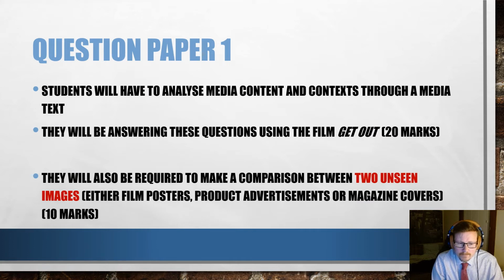So question paper 1. Students will have to analyse media content and context through a media text. This year we are studying the film Get Out by Jordan Peele. They'll be required to answer the 20 marks out of the 30 marks in question paper 1 using that film as a reference. They will also be required to make a comparison between two unseen images. So the exam gives us certain options. They have film posters, product advertisements or magazine covers. They choose one of these two unseen images, and this is worth 10 marks in that comparison.